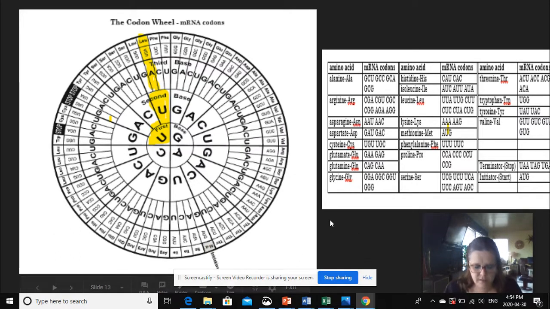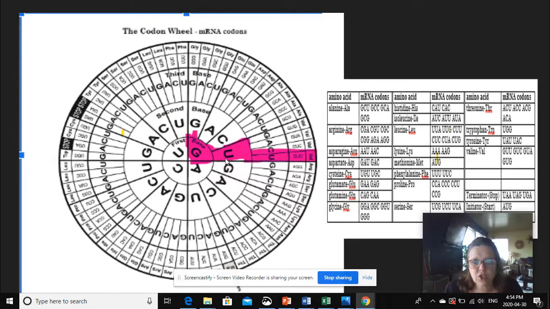Let's try the next one. So the next one was GUU. So same thing, because it's G, you know it's in this quadrant. And then the next one is U, so you know it's in this piece of the pie here for U. And then it was U again. And that says VAL, valine.